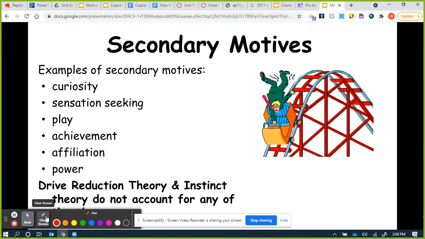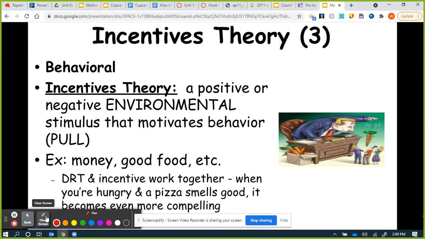We know primary reinforcers are things that are naturally reinforcing. All right, secondary reinforcers are things that we learn are reinforcing. Secondary motives are things that we learn that we are motivated to do. So incentive theory, an incentive is the exact same thing as a reward. All right, we could put this one into the behavioral perspective. Okay, incentive theory says that we are motivated by either positive or negative environmental stimuli that motivates behavior.